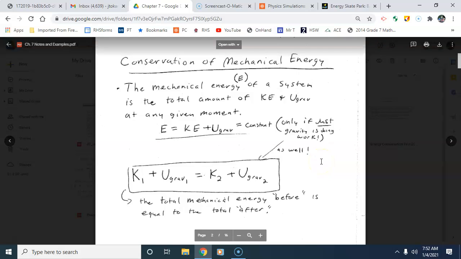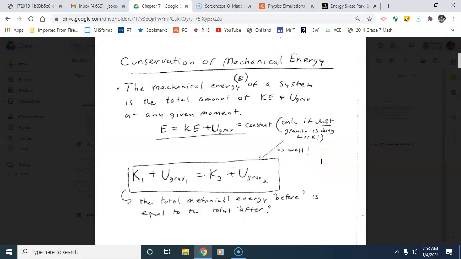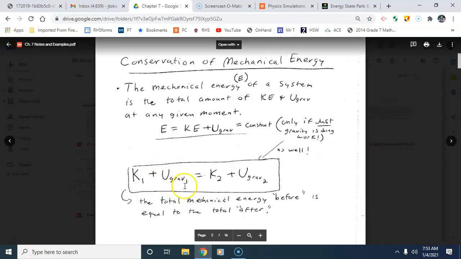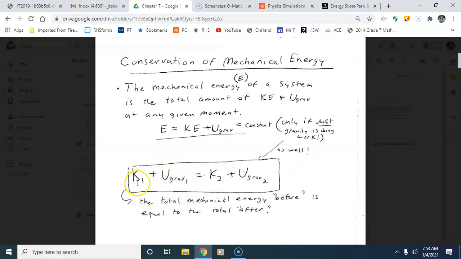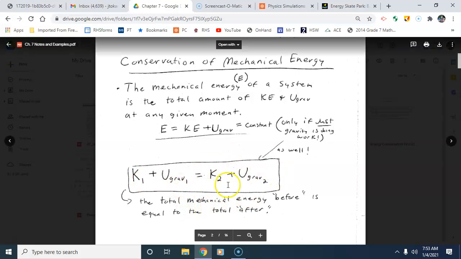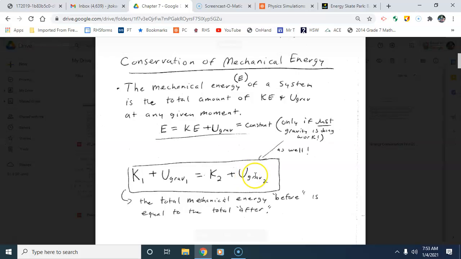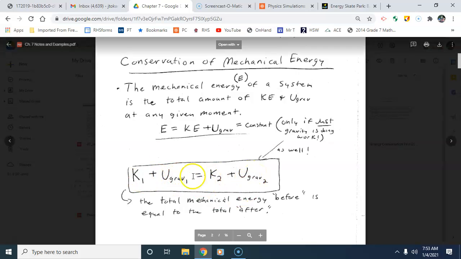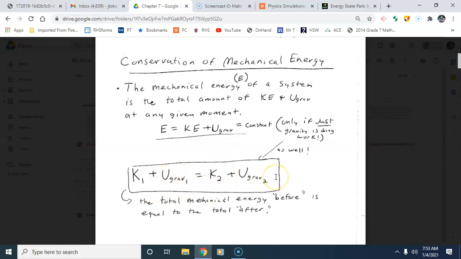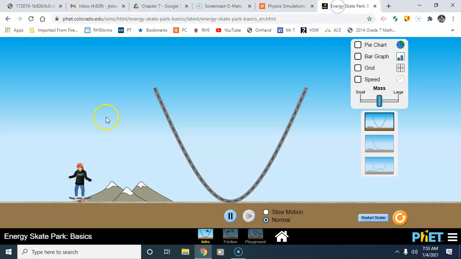If something stays constant, there's typically a conservation law for it that says the total mechanical energy at some point, let's say position 1, will always equal the total mechanical energy at position 2. It might be divvied up differently between K and U, kinetic and gravitational potential, but the total rule will remain the same. So let's go to my example here.